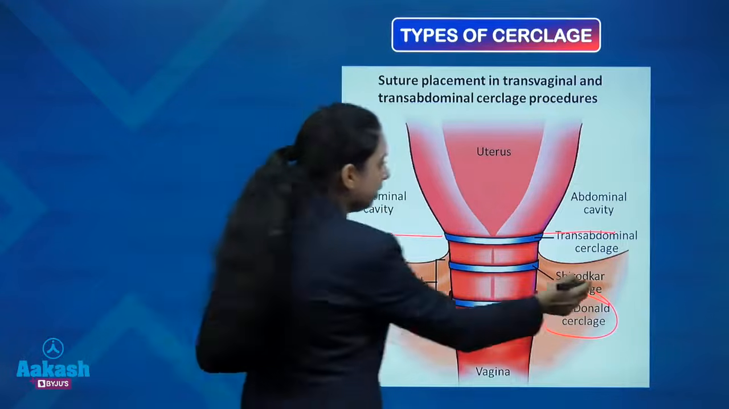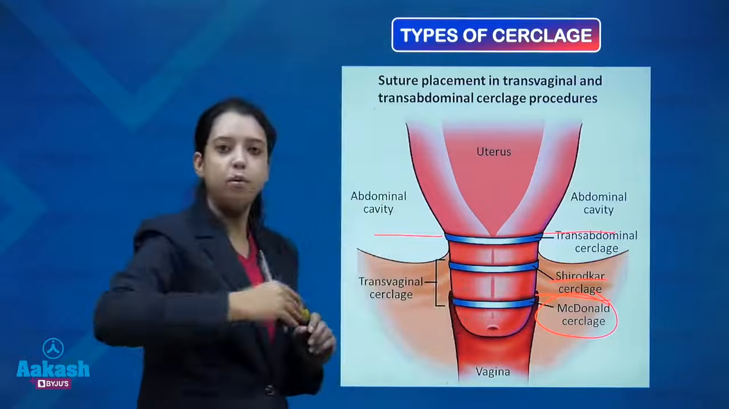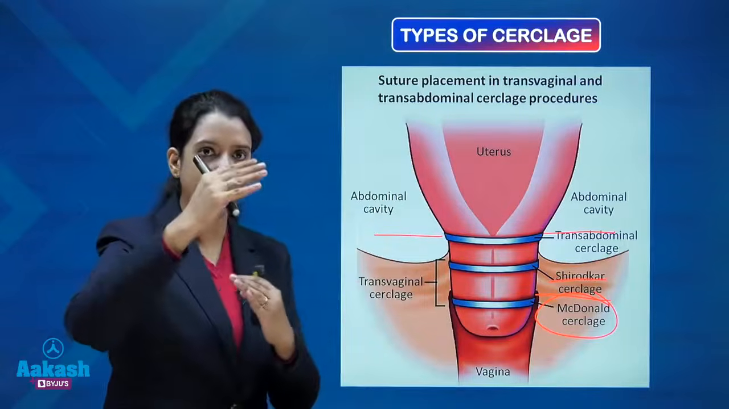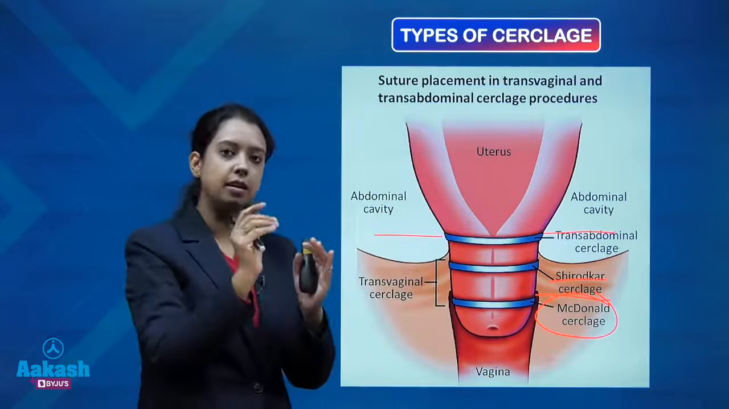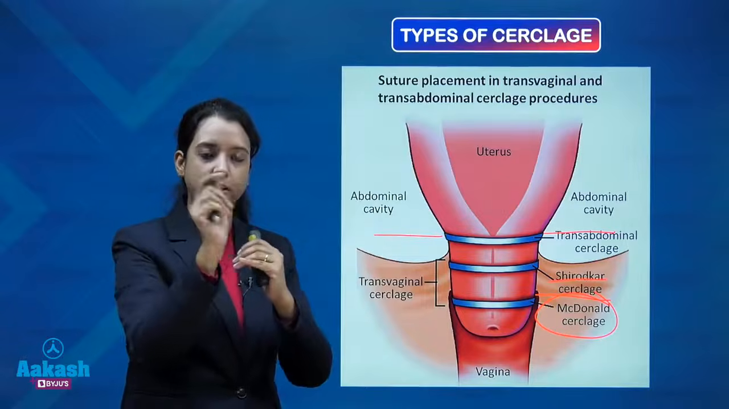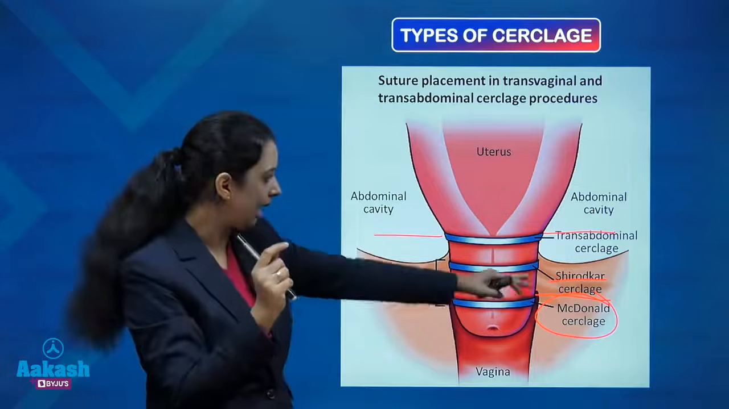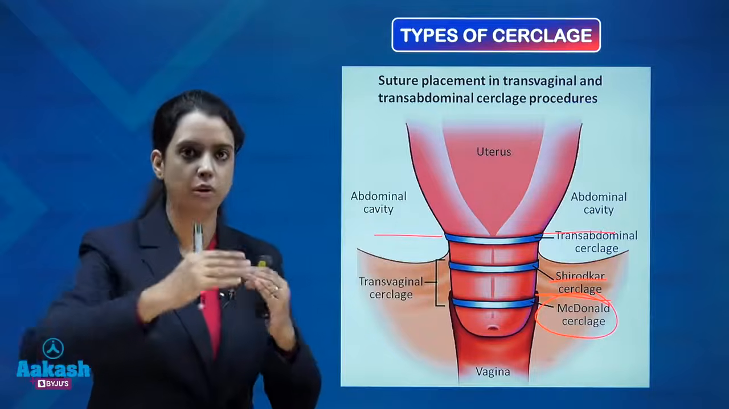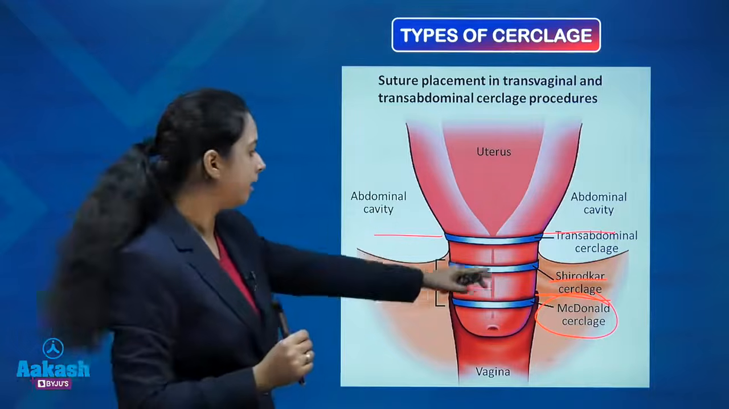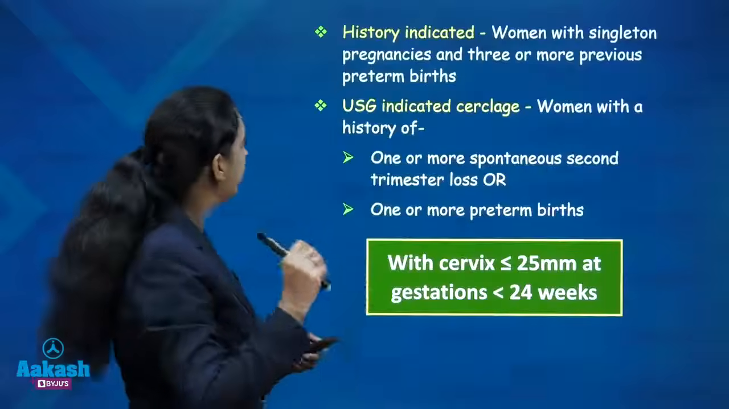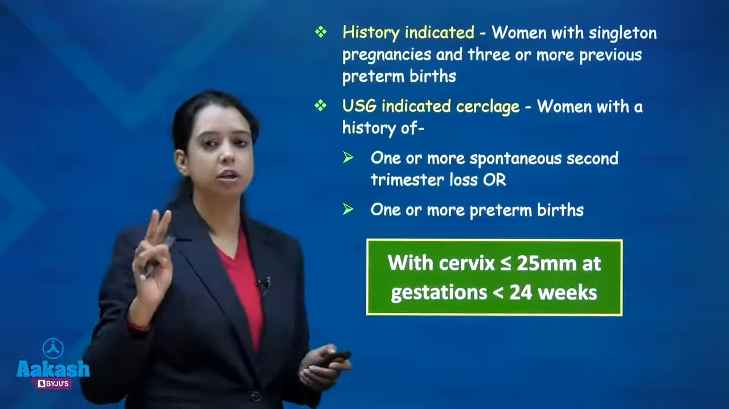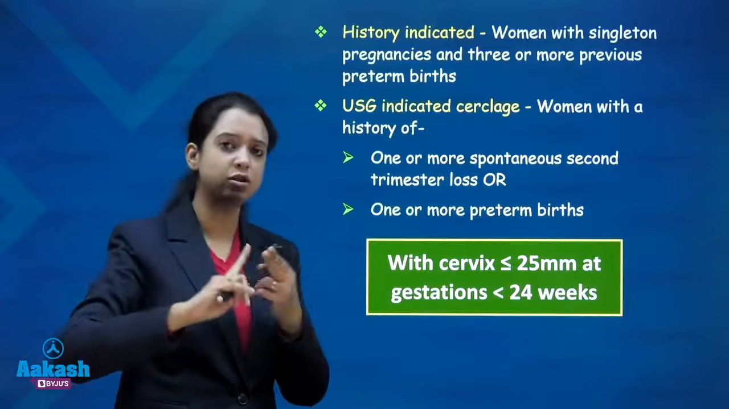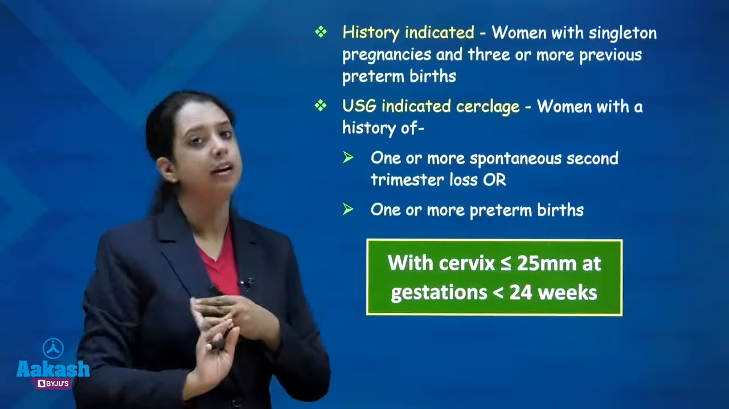In Shirodkar, you pull up the bladder flap, you open the bladder flap and just at the level of internal os, just above the Mackenrodt ligament, you apply purse string. So it is applied higher and the surgery needs more precision because you have to remove the bladder flap. That is Shirodkar cerclage. Now the indications of cerclage are basically two: history indicated or ultrasound indicated.